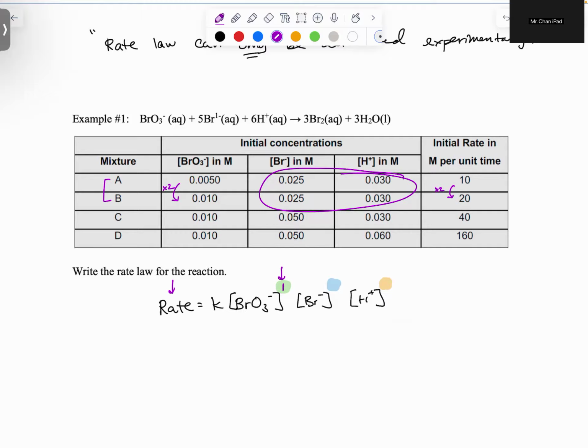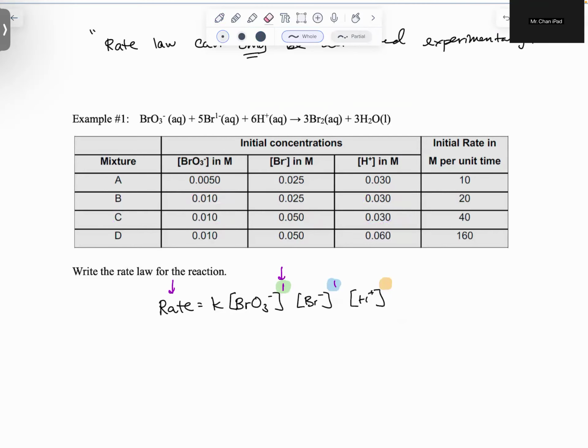What about bromide? Well, which two mixtures would be great to tell the order of bromide ion? B and C, because the concentration of bromate and hydrogen ions are both unchanged. Then you can observe, hey, this one doubles, and this one also doubles. Therefore, first order. Are we okay so far? Okay.